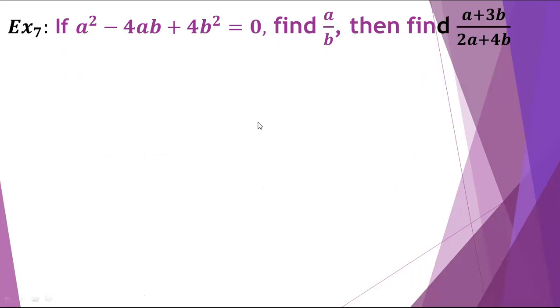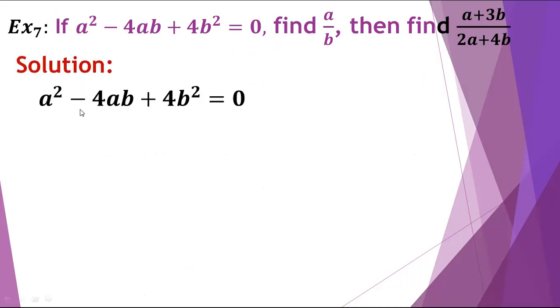If a power 2 minus 4ab plus 4b power 2 equals 0, we need to find the ratio between a and b and find the expression a plus 3b over 2a plus 4b. What should I do?